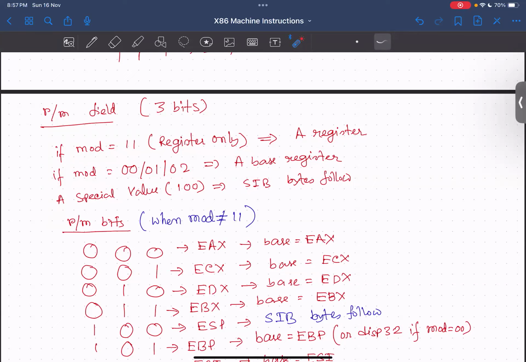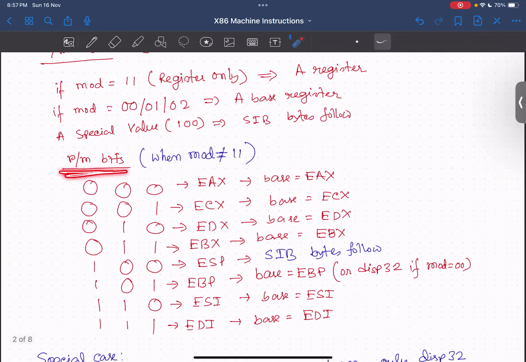Okay, so let's look at some examples of this RM bit configuration where your mod is not equal to 11. That means you are strictly having some kind of memory addressing mode, either with or without displacement, or either 8-bit displacement or 32-bit displacement, right? Let's look at it. So when the mod is not 11, which is 00, 01 or 10, if your RM bits are 000, that means your base register is EAX. So mod not equal to 11 means you already know that this is a memory operand. Now you're trying to figure out what's the base, what's the displacement, etc.